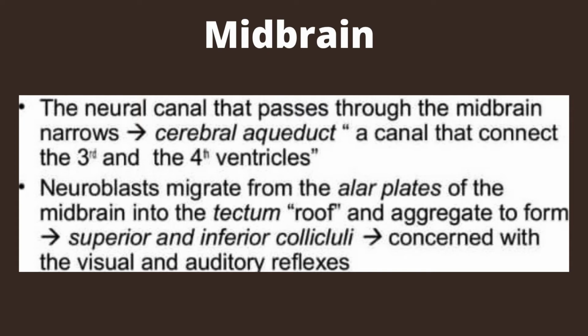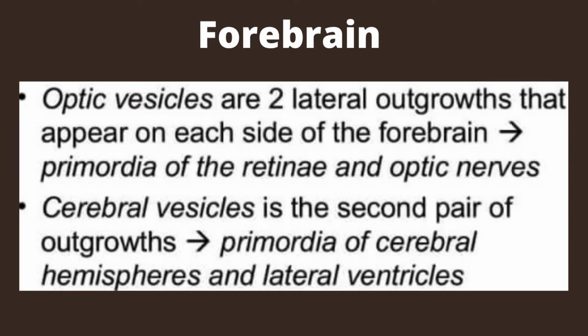Then we will discuss about forebrain. Optic vesicles are two lateral outgrowths that appear on each side of the forebrain, primordia of the retinae and optic nerves. Second point is, cerebral vesicles are the second pair of the outgrowths, primordia of cerebral hemispheres and lateral ventricles.